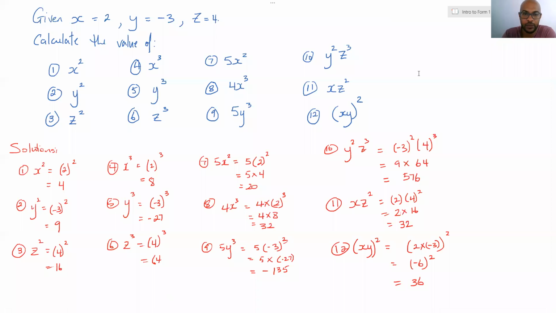All right, everyone, here are the solutions to our question set that you were working on a short while ago. Check your answers. Number 1, 4, number 2, 9, number 3, 16, number 4, 8, number 5, negative 27, number 6, 64, number 7, 20, number 8, 32, number 9, negative 135, number 10, 576, number 11, 32, and number 12, which was a trick question, was 36. Remember, you had to work out your brackets first. So you had to deal with the x by the y before you actually get to squaring it.